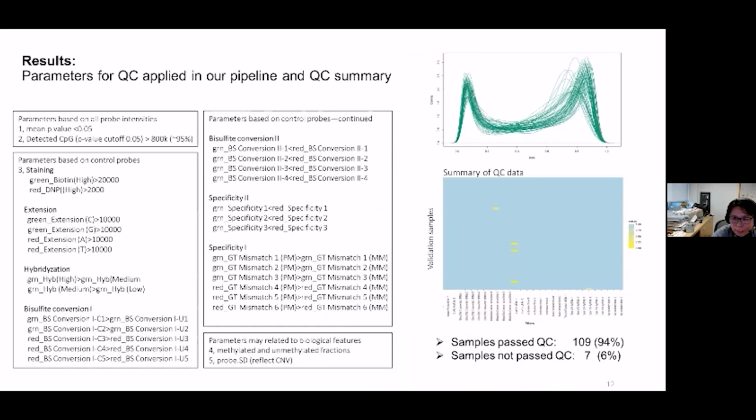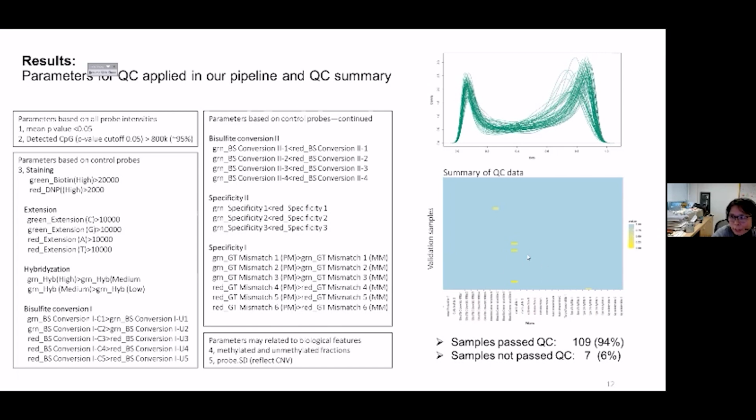So here are our samples. First, let's look at the parameters for QC applied in our pipeline, the QC summary. There are parameters for the overall performance of the analysis. There are also parameters for each of the steps in the process, and they're listed here. We have tested 116 samples, including 106 tumor specimens and 10 normal control samples.